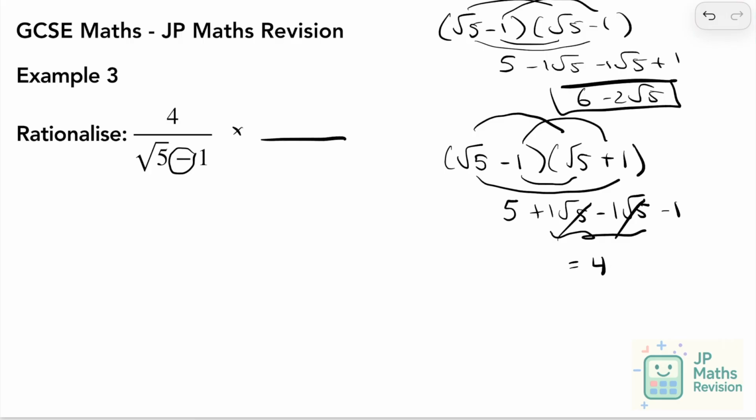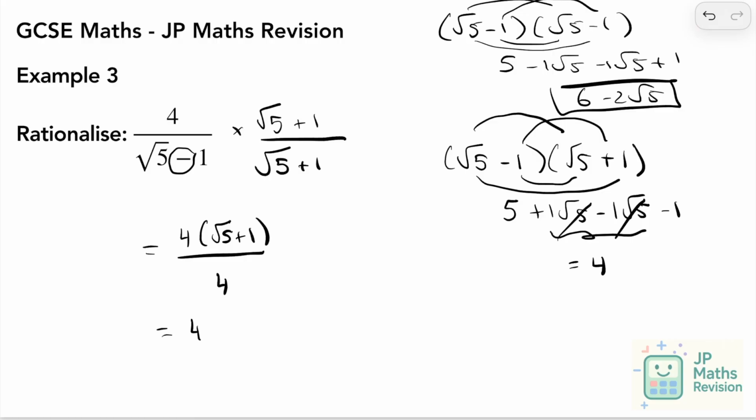So what we've just done is we've times the bottom by root 5 plus 1, and we've ended up with the denominator of 4, but we need to also times the top by root 5 plus 1. So we've got 4 bracket root 5 plus 1. So that's going to be 4 root 5 plus 4 all over 4. And it's rationalised, and you can see it's rationalised because the denominator is no longer a surd, and the mathematicians are happy because it looks nice.